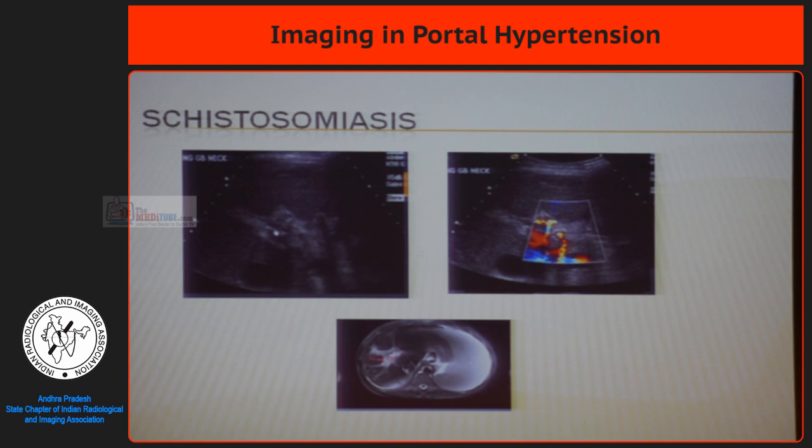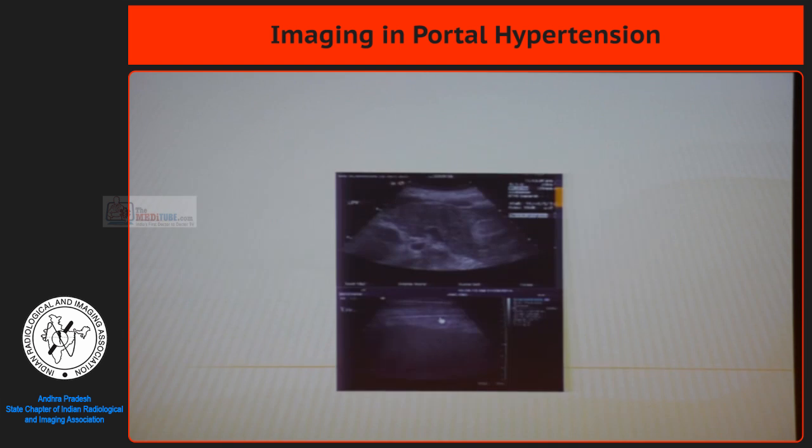What we see here, the white thing, the hyperintense signals, are all the portal tracts and the periportal fibrosis, which gives a tortoise shell appearance. And coming on to the next commonest thing, which will be cirrhosis. Cirrhosis will be, like we all know, most of the imaging features.